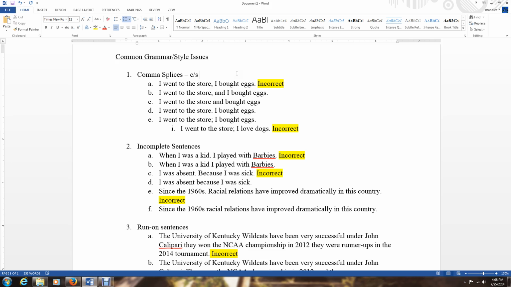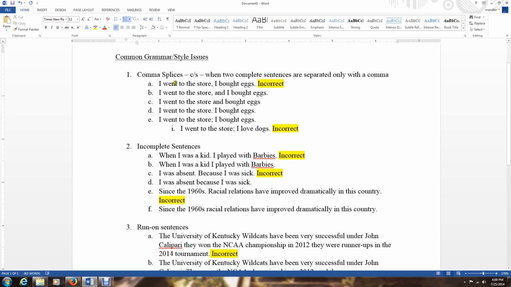So comma splice, though, is a really specific kind of mistake. It's really common, and it's really easy to fix. So the first sentence here on these examples is an example of a comma splice. So it's a very simple sentence, but I think it will illustrate the mistake. A comma splice is when you have 2 complete sentences, so sentences that can stand on their own, separated only with a comma. Right?